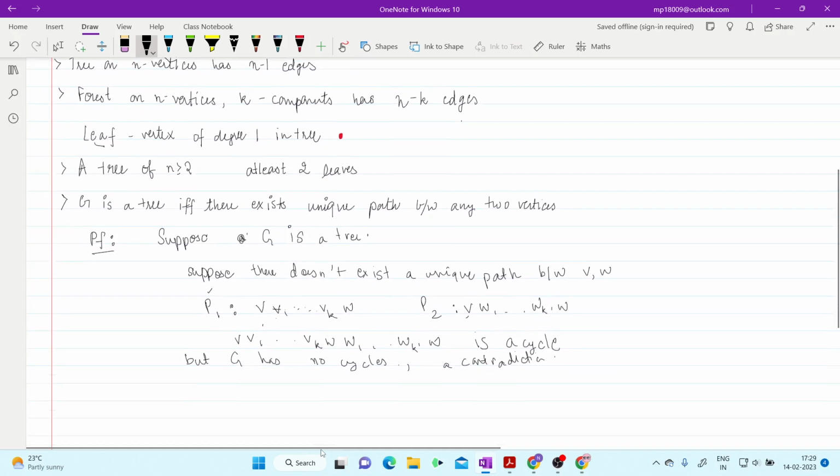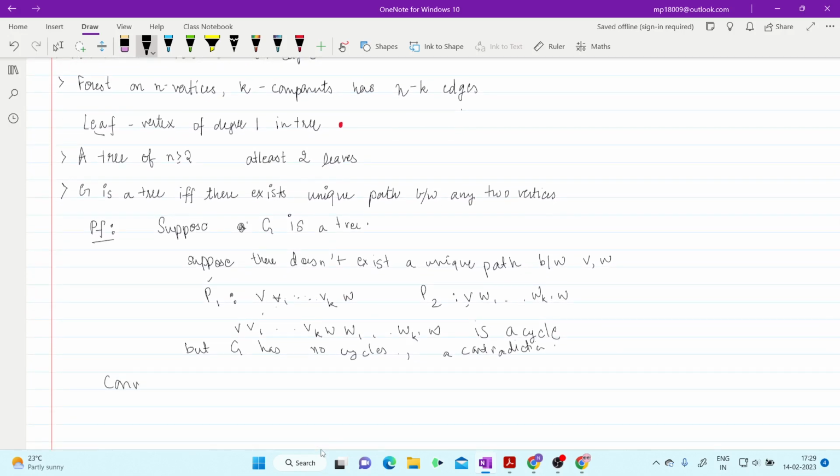And what about the converse? Conversely, we suppose we have a unique path between any two vertices, then we have to show that G is a tree. What two things do we have to show that a graph is a tree? What is the definition? What two things are needed to show that a graph is a tree? The graph is connected and acyclic. Yes, connected plus acyclic.